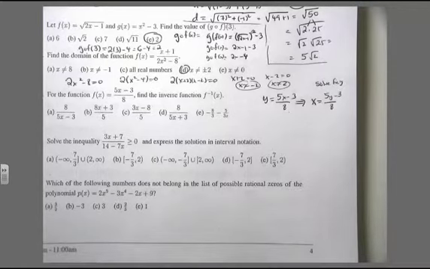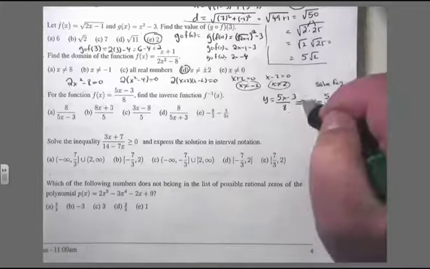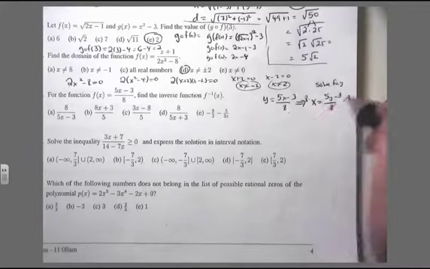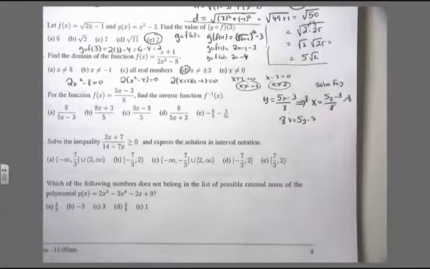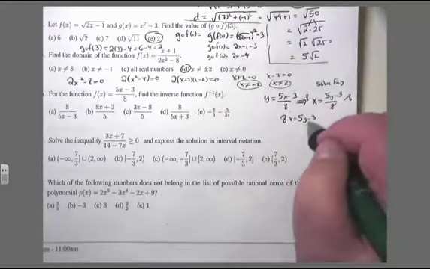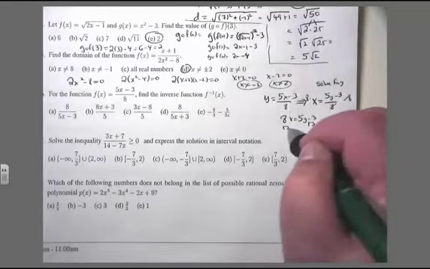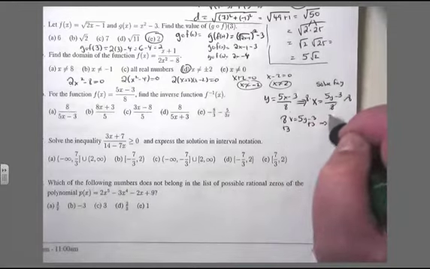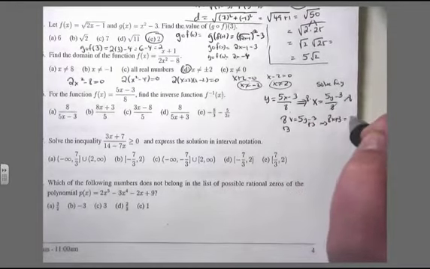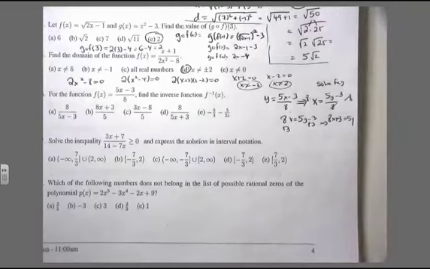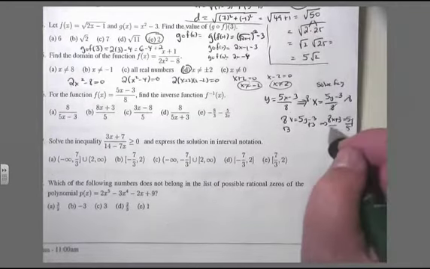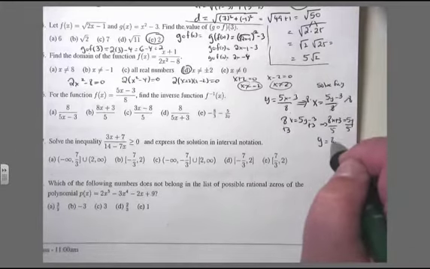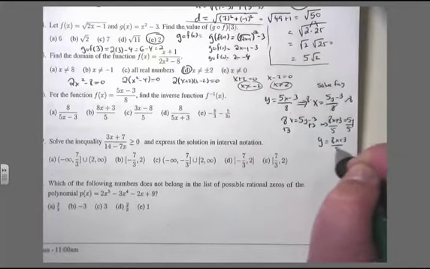Multiply by 8. Get rid of those fractions. Multiply both sides by 8. 8's cancel here. I'm left with 8x equals 5y minus 3. Then my next move would be to add 3 to both sides. This is going to give me 8x plus 3 equals 5y. And then the last thing I'm going to do is divide by 5. That gives me y is equal to (8x plus 3) divided by 5.